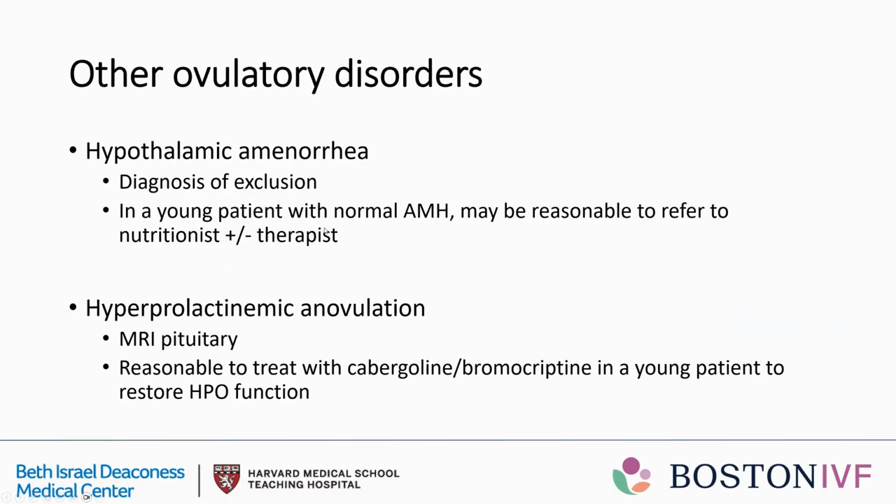What about other ovulatory disorders? We talked about all the other categories. For hypothalamic amenorrhea, this is usually a diagnosis of exclusion. In young patients that have normal ovarian reserve, it could be reasonable to refer them to a nutritionist or a therapist to help them start ovulating again. For your hyperprolactinemic patients, an MRI could be warranted to rule out any sort of prolactinoma, and it is reasonable to treat them with cabergoline or bromocriptine in a young patient to help restore their HPO function and help them start ovulating again.